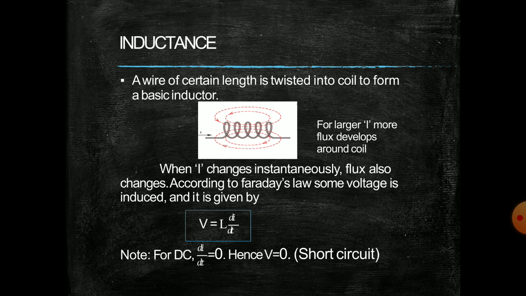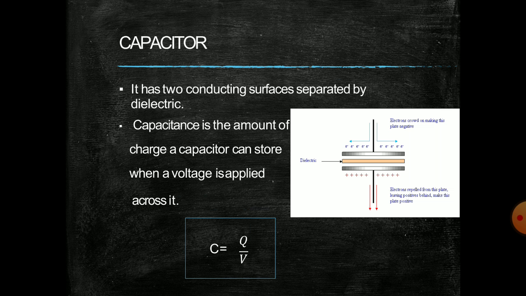When current changes instantaneously, flux also changes. According to Faraday's law, some voltage is induced and it is given by V is equal to L di by dt, with respect to time. So note, for DC, di by dt is 0, hence V is equal to 0, a short circuit. So that is inductance. Next slide.